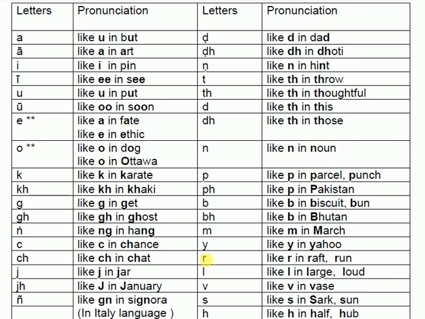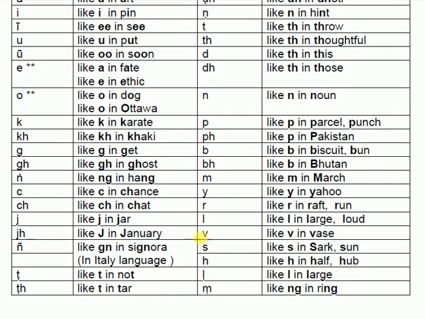And Y is pronounced like Y in Yahoo. And R is pronounced like R in raft or run. Then L is pronounced like L in large or loud. Then V is pronounced like V in was. And then S is pronounced like S in sock or sun. Then H is pronounced like H in half or hub.